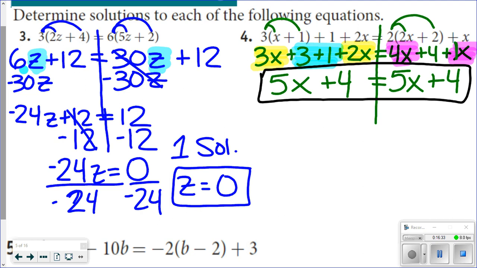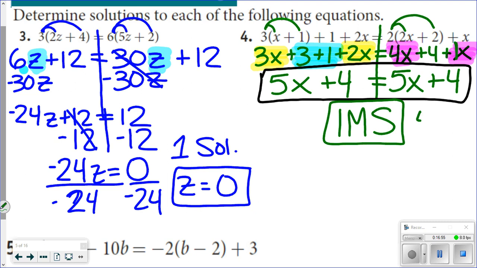So no matter which number we plug in here, 100, -3, we are always going to get a true statement. So this question has infinitely many solutions. Infinitely many solutions: 4 equals 4. That's always going to be a true statement. So if everything is exactly the same, it's infinitely many solutions.